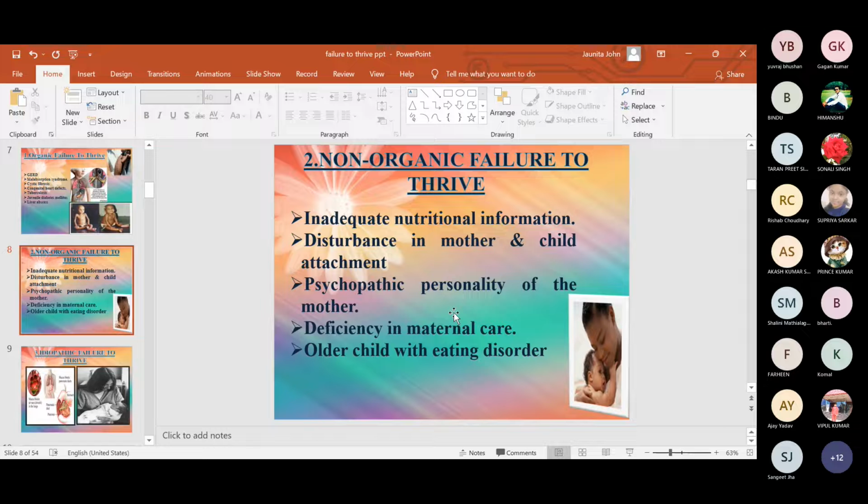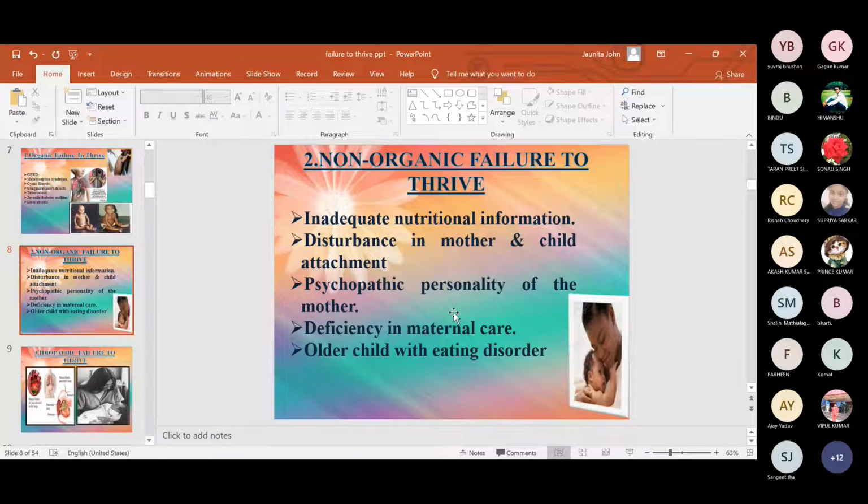Under that, first is inadequate nutritional information. As I told you all, organic is where an underlying medical cause is involved. Non-organic means no medical condition is involved. But maybe some medical condition is involved, yet proper information is not being given about it. So with inadequate nutritional information, if someone has no knowledge, then what will they give?